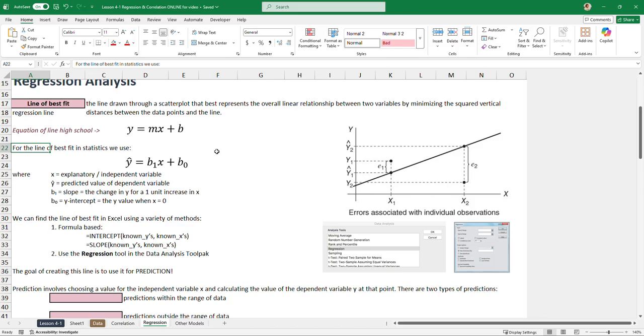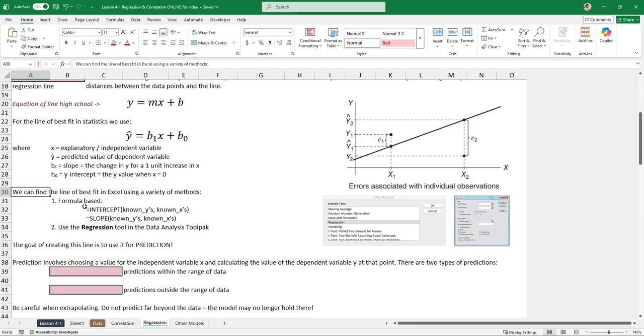So b0 is the intercept, where to start from. b1 is the slope. How you interpret the slope in a business context is it will be the change in the dependent variable for a 1-unit increase in the independent variable. The y-intercept will be the dependent y value when the x independent variable value is 0.